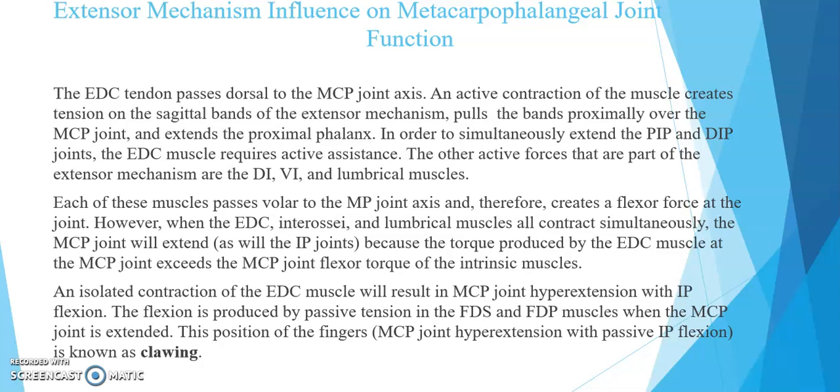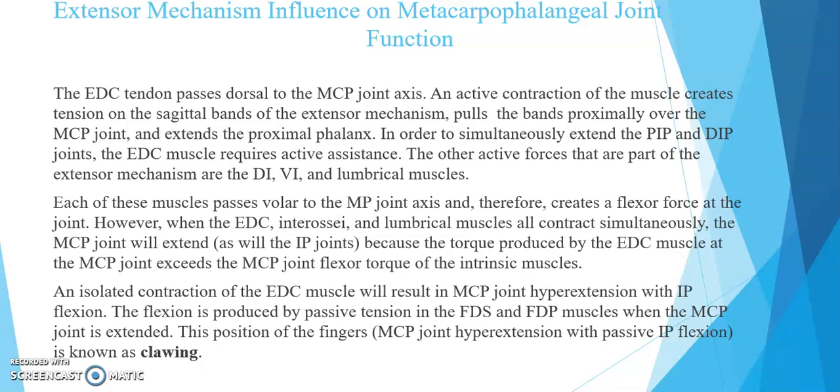When there is no counteracting torque for the EDC muscle, there will be a hyperextension of the MCP joint. Just imagine, normally we don't have hyperextension because of the flexor torque present in the FDP and FDS. When this is lost, the MCP will go into hyperextension. So an isolated contraction of the EDC muscle will result in MCP joint hyperextension with IP flexion.